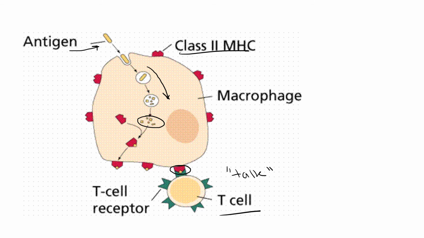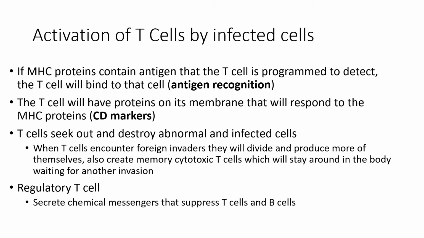we don't want them in the body, get them out. So what happens after our macrophage or APC cell presents that antigen to a T cell? Well, it becomes activated and it will start to try to detect other cells that have that specific protein on it. So just going through this slide, if MHC proteins contain antigens that the T cell is programmed to detect, the T cell will bind to that cell, which is called antigen recognition. Make sure you know that.